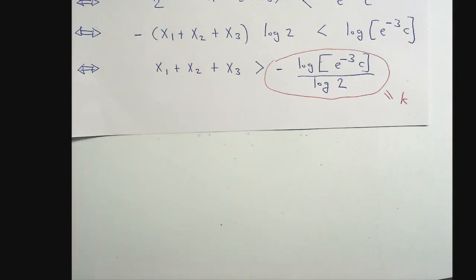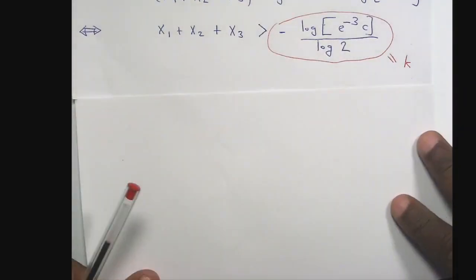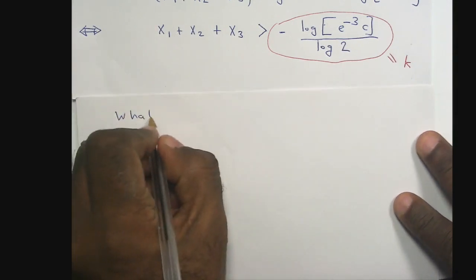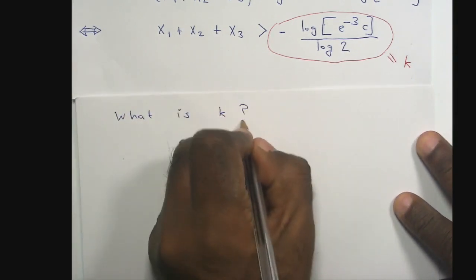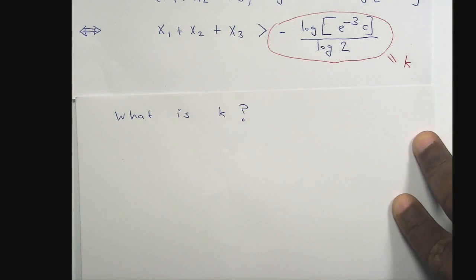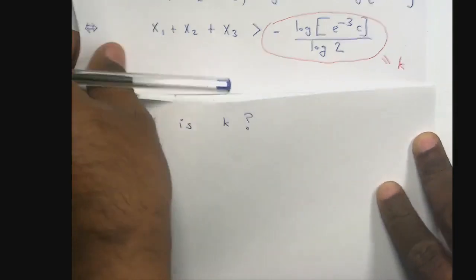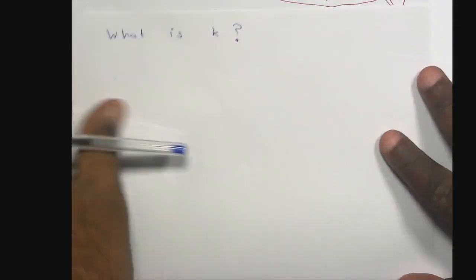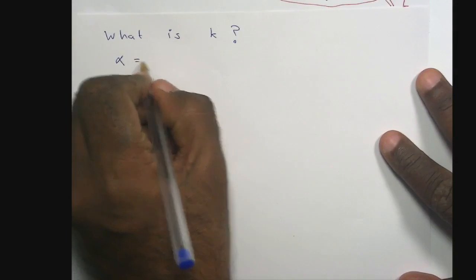All right, guys. Now the next thing I want to do is determine how we find the value for K in practice. To do that, I'm going to use the third part of the question, which says that the value for alpha is 0.1.